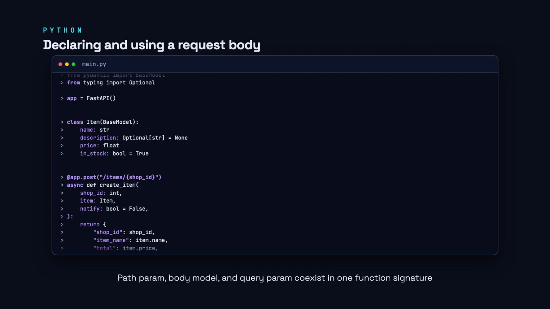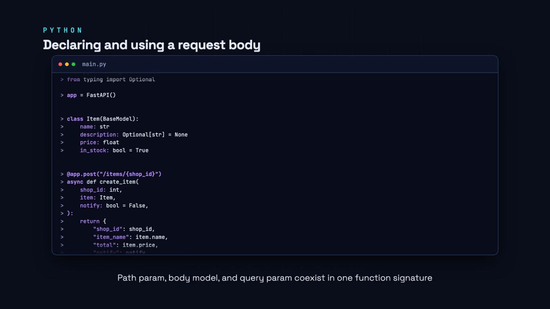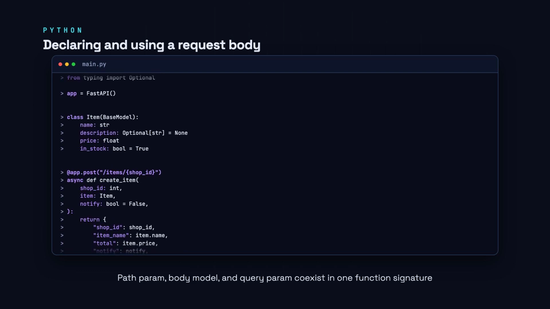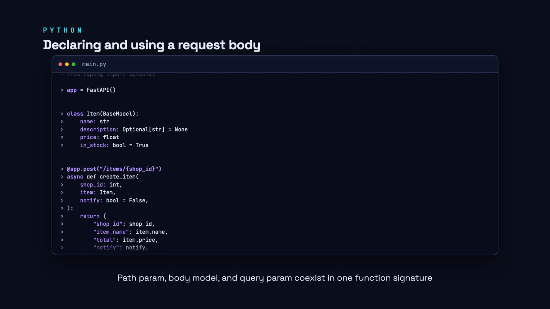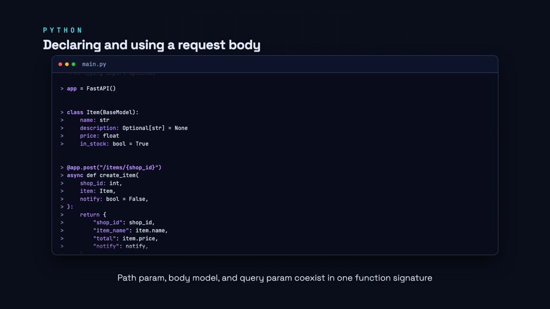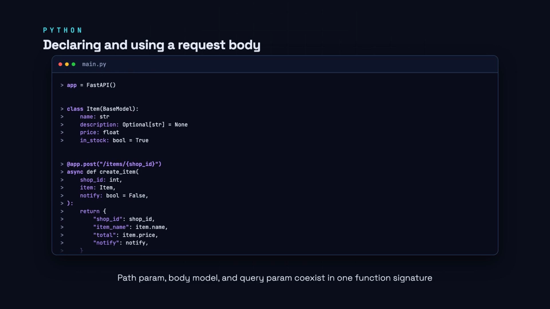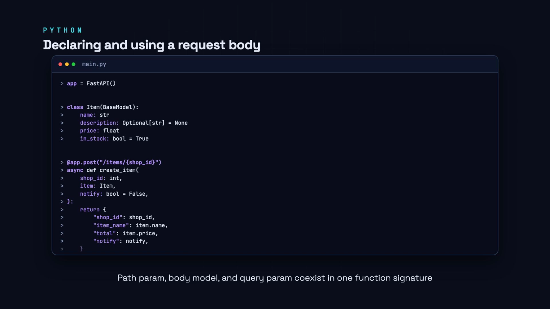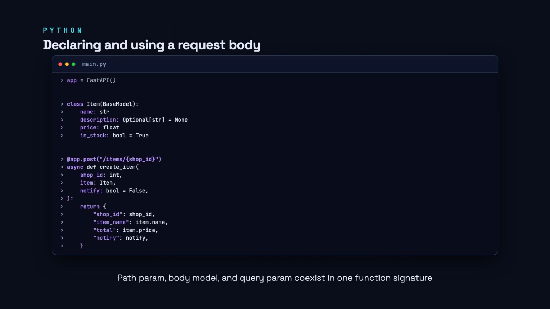In the route, @app.post registers a post endpoint at /items/{shop_id}. The function receives 3 parameters. shop_id is an integer in the path. item is our Item model, so FastAPI reads it from the JSON body, and notify is a Boolean query parameter defaulting to False. Inside the function, item is already a validated Item instance, so item.name and item.price are safe to use directly.